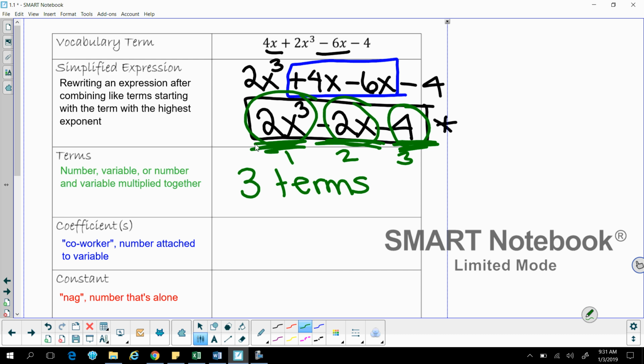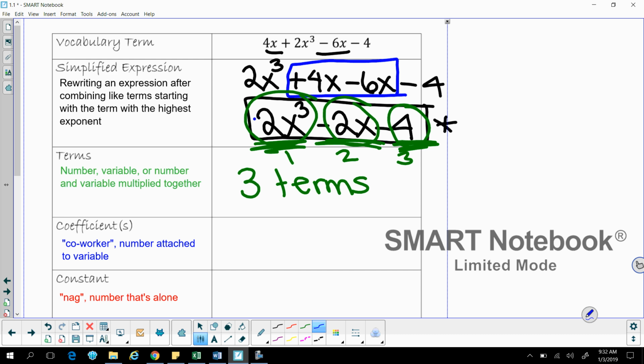Coefficients is like, if you have a coworker, right? What does that mean? Coworker. Someone works with you, right? So co just means with. And so a coefficient is just like the coworker. It's the number that's attached to the letter. So basically, it's the coworker of whatever the variable is. So right here, what number would be a coefficient for this term? Who's the number that's attached to a letter?